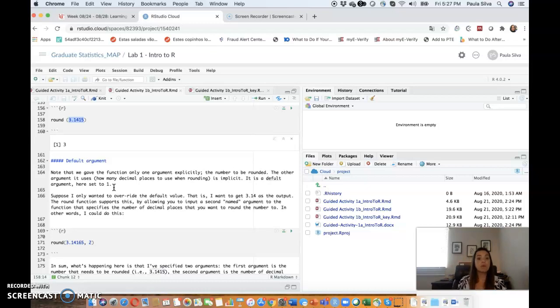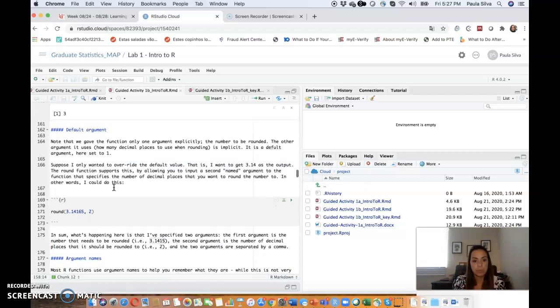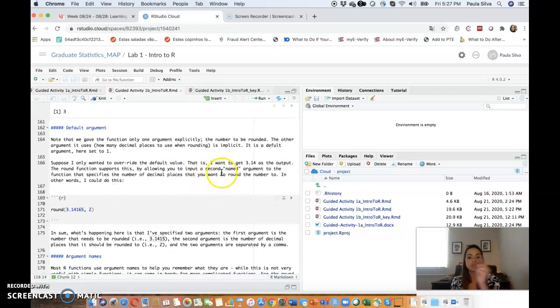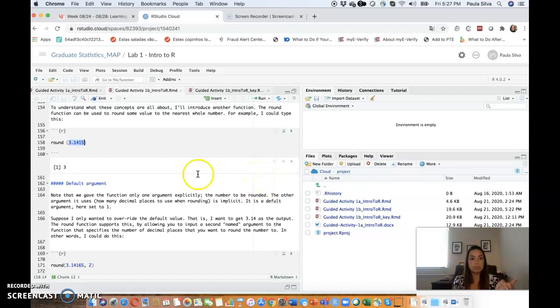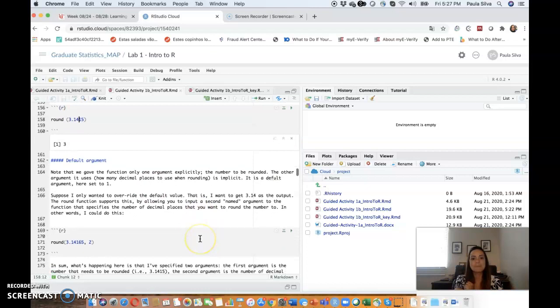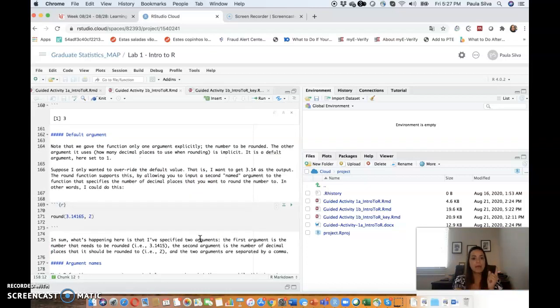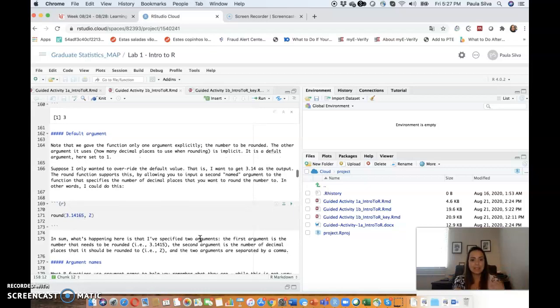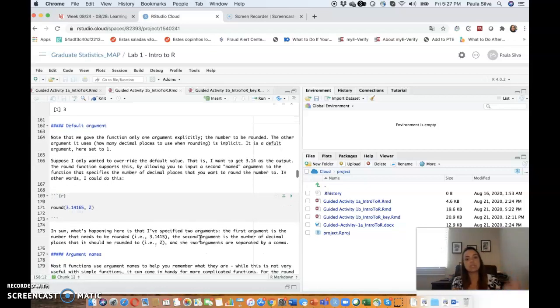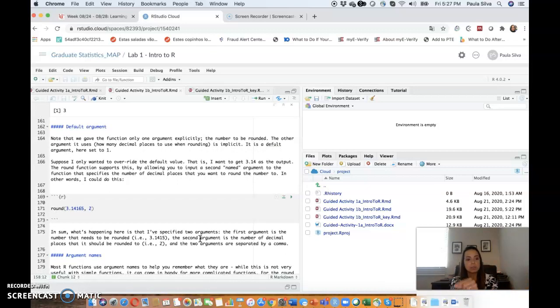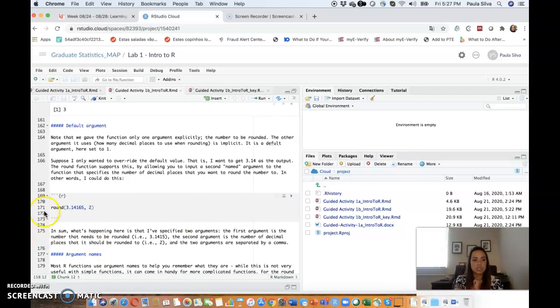Suppose, however, I wanted to override the default value. That is, I wanted to get 3.14 as the output. Not 3, but 3.14. So I wanted to get 2 decimal places, okay, as the output. The round function supports this by allowing you to input a second named argument to the function that specifies the number of decimal places that you want to round the number to. In other words, I could do this.